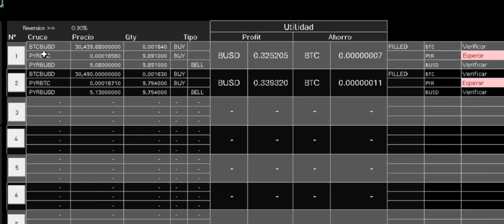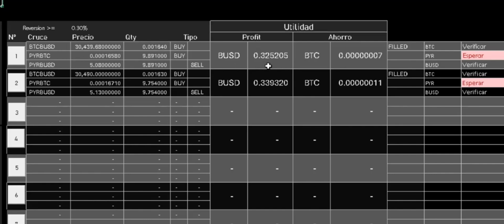At this moment we have two triangulations of which the first order was already executed. In the first case it was Bitcoin. This amount of Bitcoin was bought at this price. And when I finish this triangulation, I will have a profit or an accumulation of 32 cents of BUSDT and a Bitcoin savings of this amount.